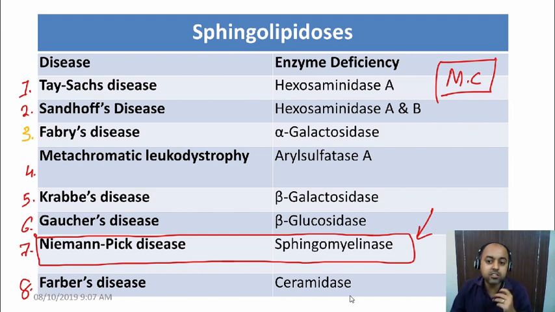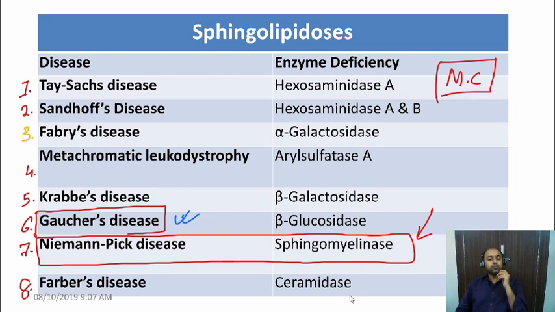I'm still waiting for the answers. The correct answer is Gaucher's. Gaucher's is the most common sphingolipidosis.